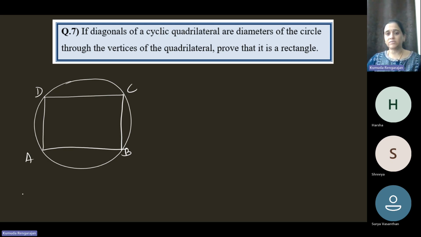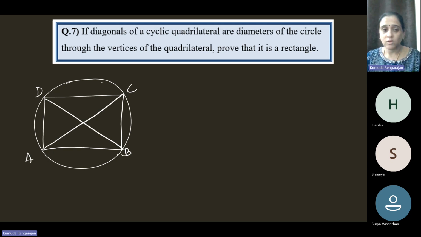And the diagonals of the quadrilateral. AC diagonal, BD diagonal. The diagonals are the diameters of the circle. What are AC and BD for the quadrilateral? Diagonals. The same line segments are diameters for the circle. See, there are two things here, quadrilateral and circle. And there are two line segments, AC, BD. These two line segments have different relations with the two things, quadrilateral and circle.